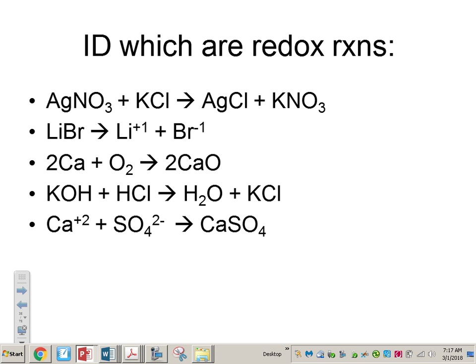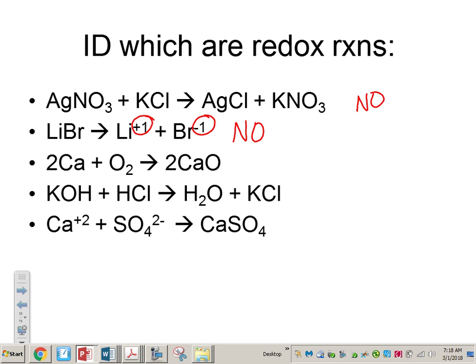So this is an example that I pulled from essentially multiple choice. Identify which of the following are redox reactions. The silver nitrate, potassium chloride. This is a big fat no. There are no alone elements. LiBr yields Li+1 plus Br-1. This is also not a redox reaction because it's not zero.